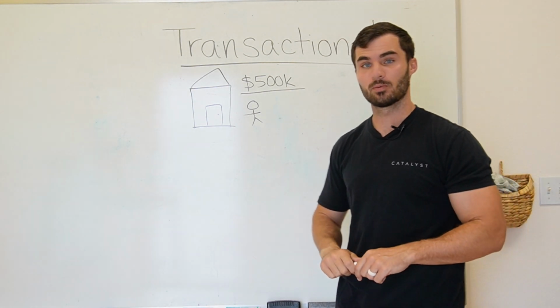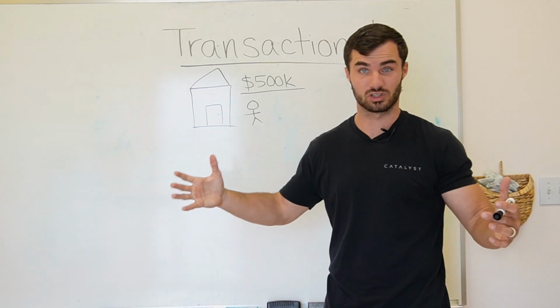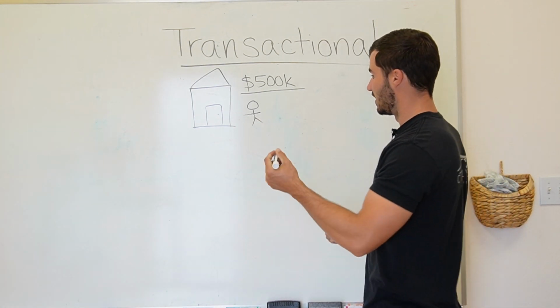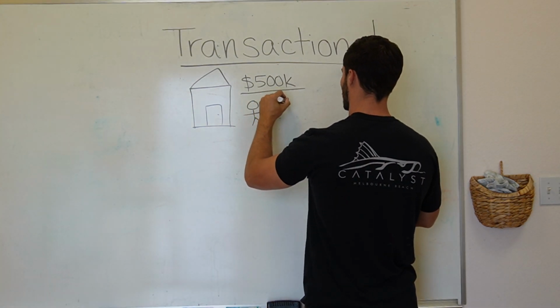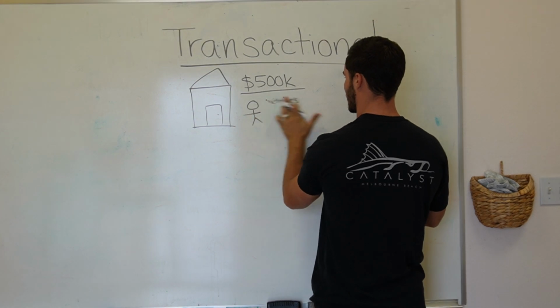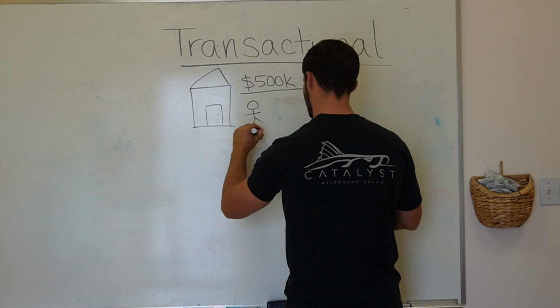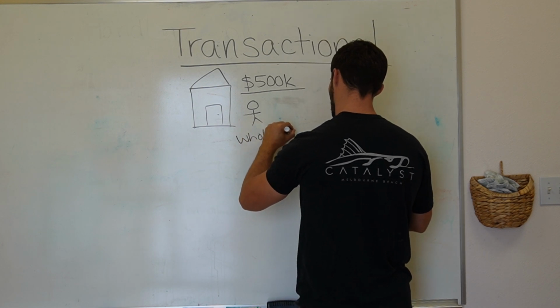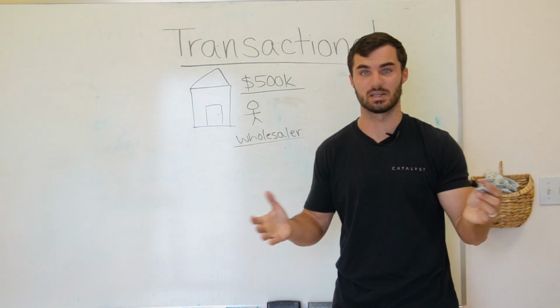So, example number one, we've got this $500,000 house. We've got this person right here. Who are they? Well, they're some sort of a real estate investor. Well, in this scenario, we are going to say that they are a wholesaler. I'm writing that kind of small. I'm going to write it bigger for you. They are a wholesaler. And what they do with this house is going to determine what kind of lending they might need from you.